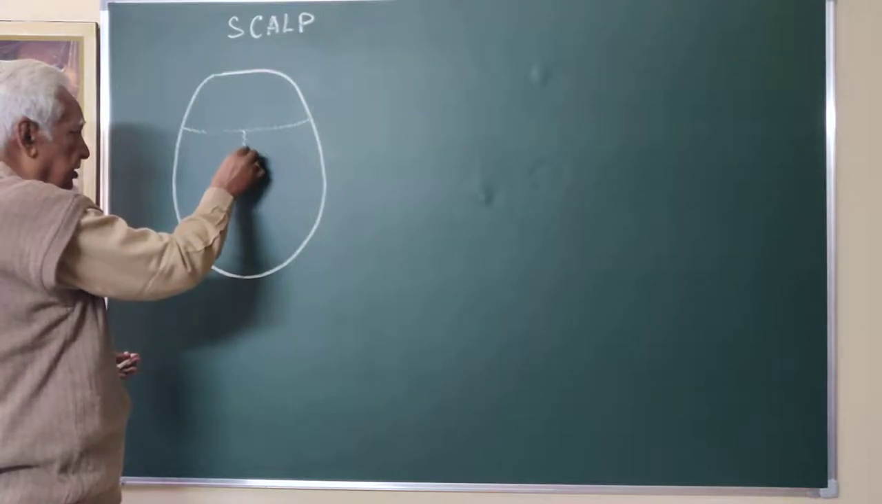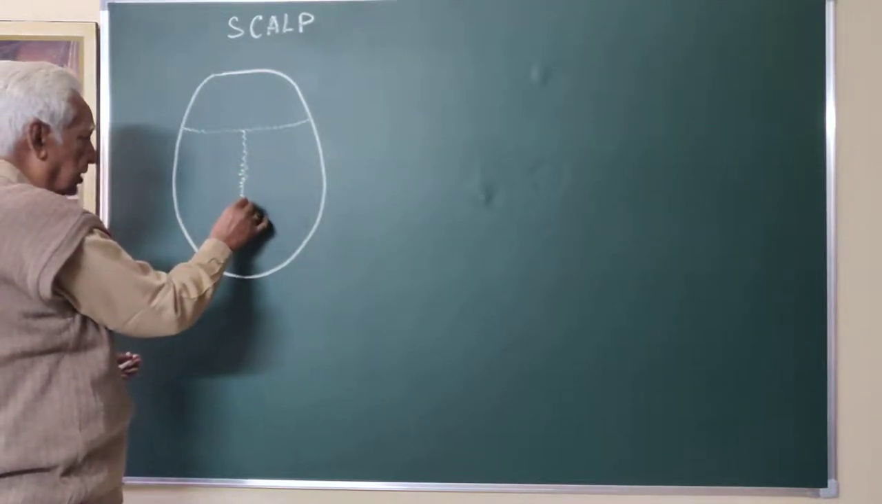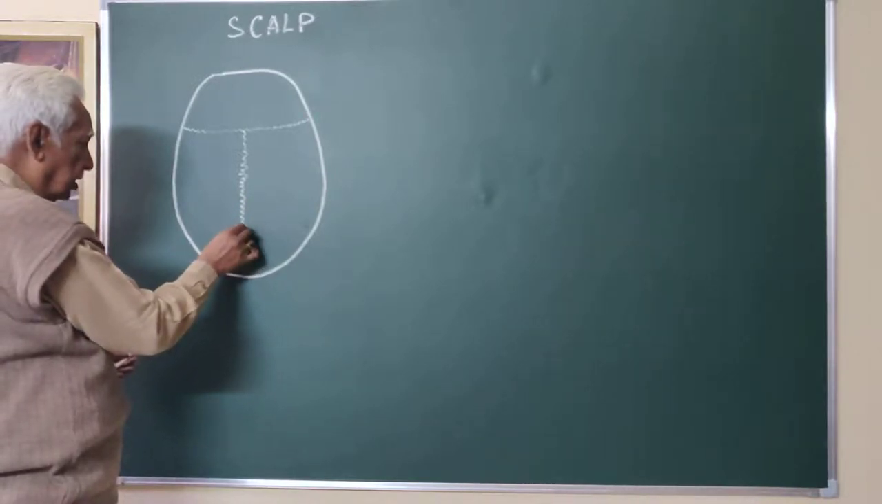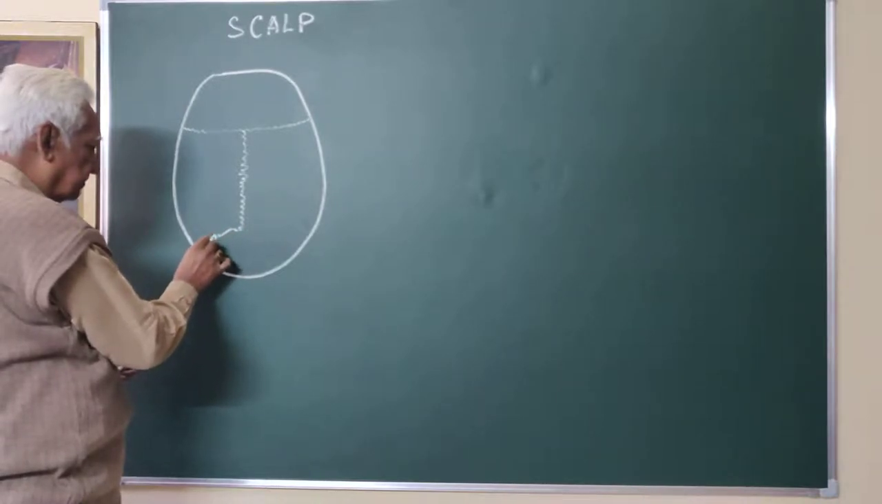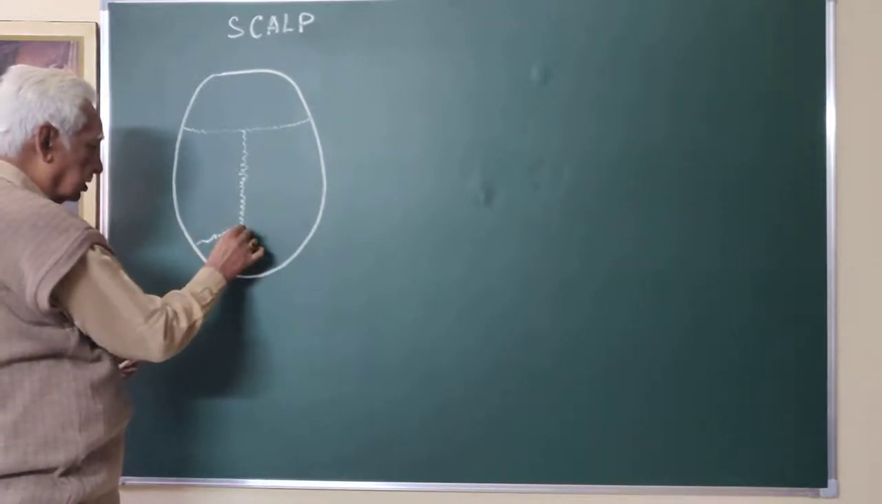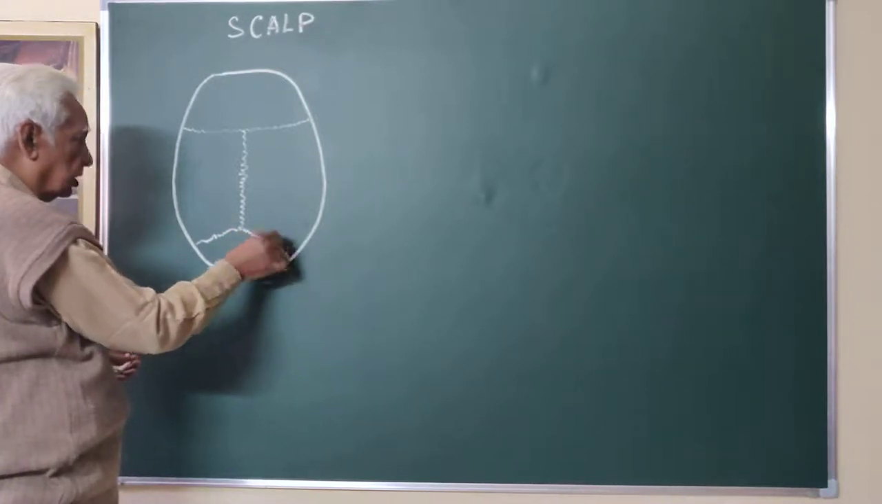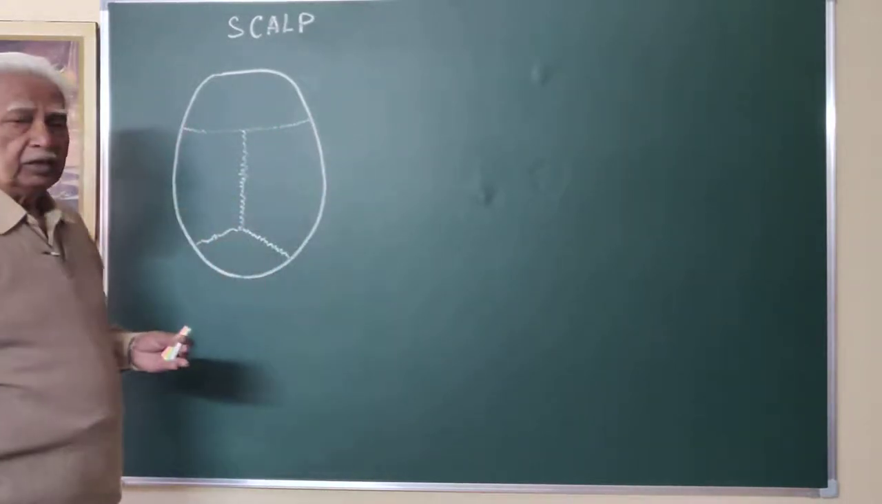Here is the region of the sagittal suture in the midline, and posteriorly there is a point called lambda, and from here the lambdoid suture was seen. The lambdoid suture is between the squamous part of the occipital. So this will be the base for the region of the scalp.